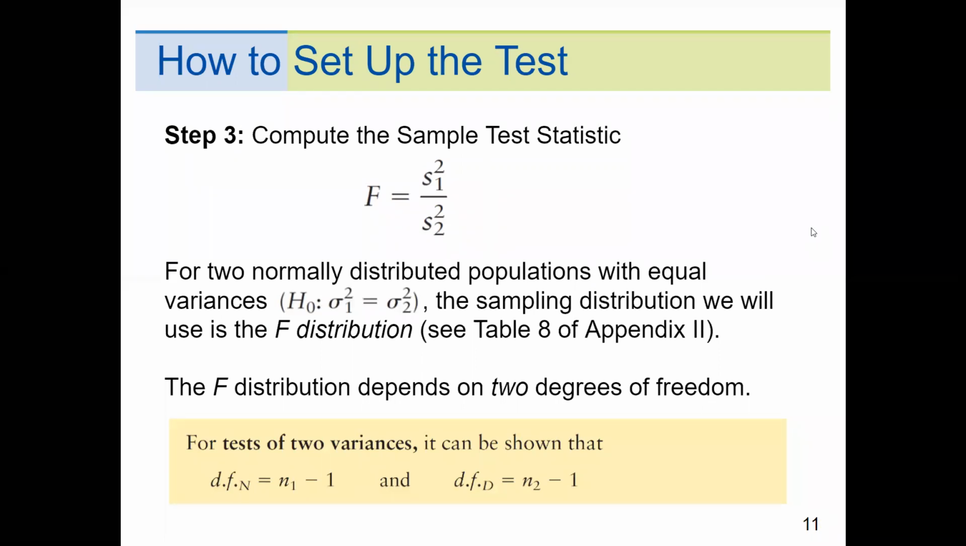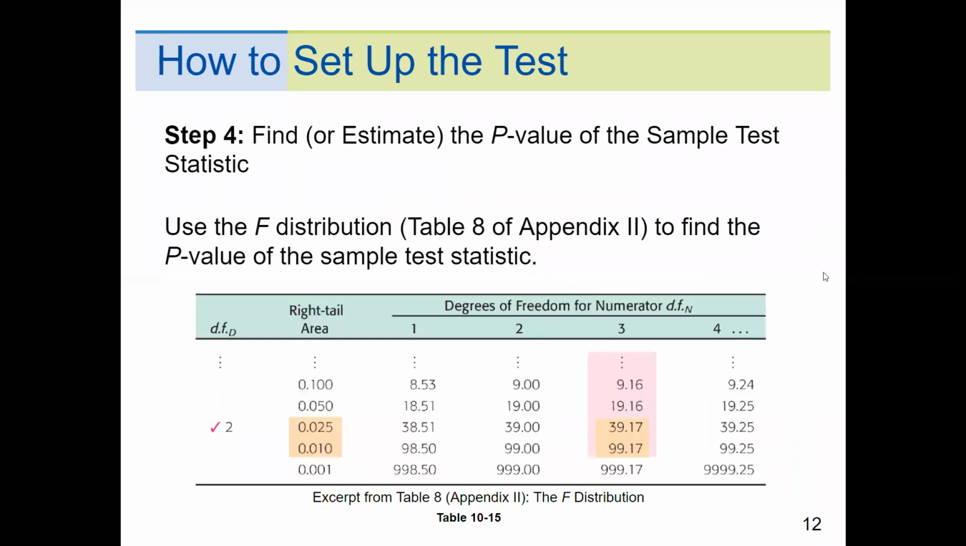Step 3, compute the sample test statistic F. For normally distributed populations with equal variances, the sampling distribution we will use is the F distribution. See table 8 of appendix 2. The F distribution depends on 2 degrees of freedom. You know this from the last section, numerator and denominator. Find or estimate the p-value of the sample test statistic. Use the F distribution to find the p-value of the sample test statistic.